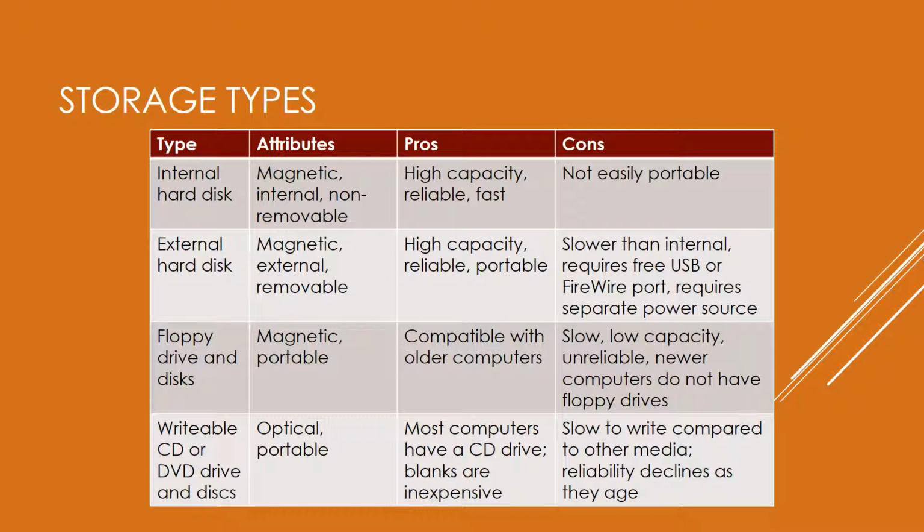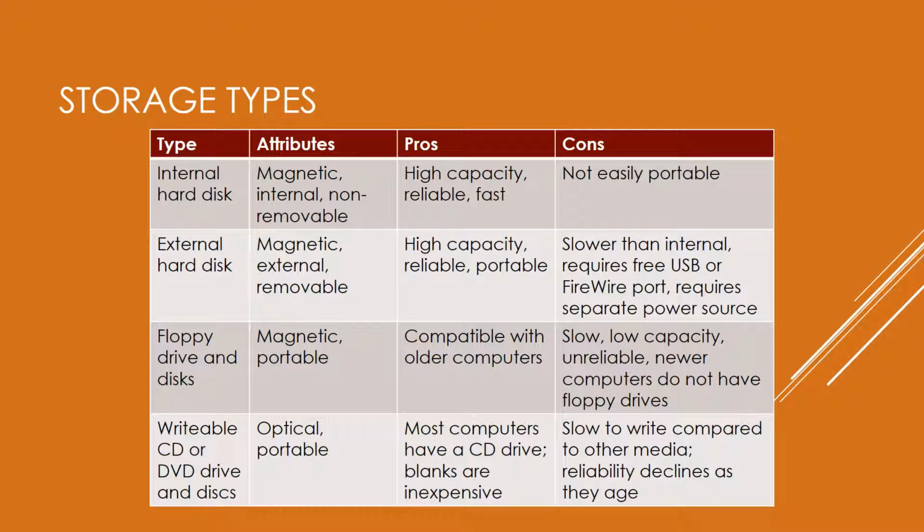You also have an external hard disk that is also magnetic. It is external, meaning it's outside of the computer, and it is removable. It's also got a high capacity. It is very reliable, and it is portable. However, the con is that it is slower than the internal. Usually it requires a free USB or some sort of port to plug into, and so it does require that separate power source.